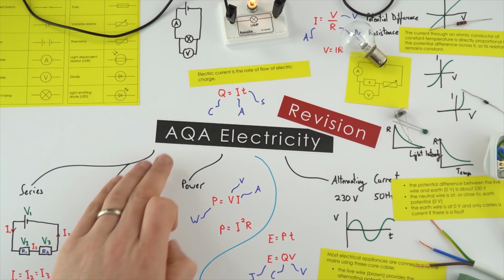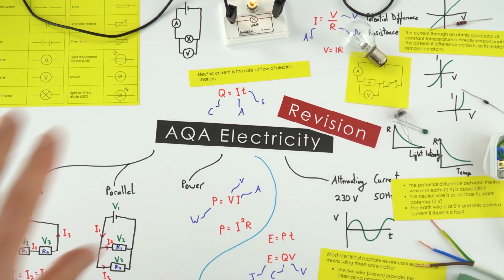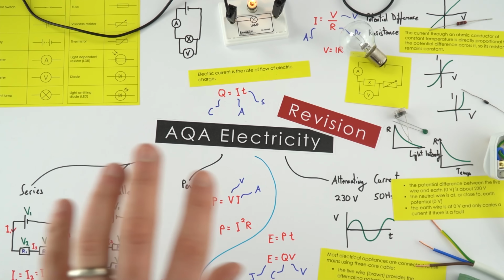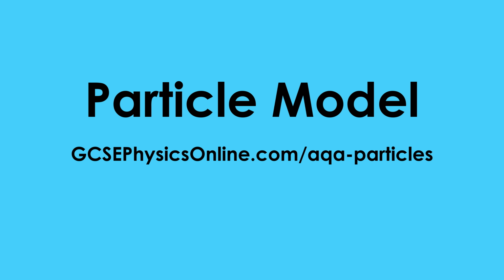So that's it. That's AQA electricity. We've got different circuit components and how they work, in both series and parallel circuits, loads of equations, as well as information that you need to understand about an alternating supply.